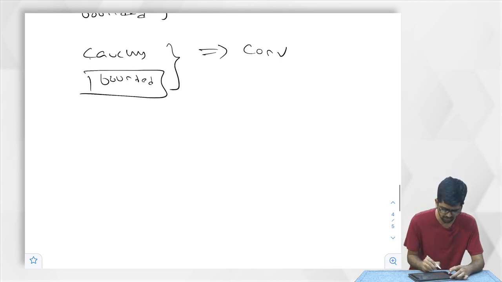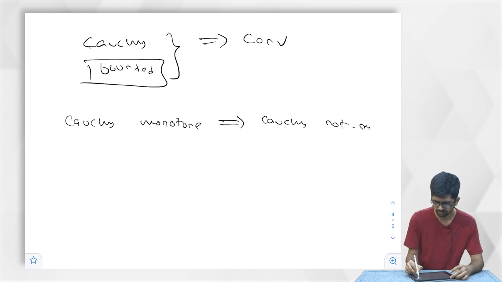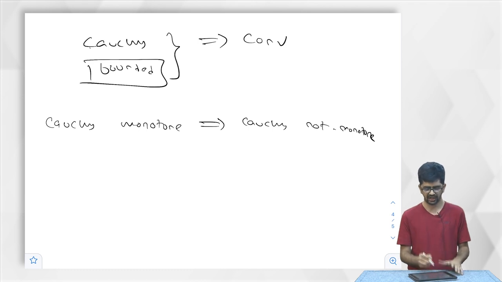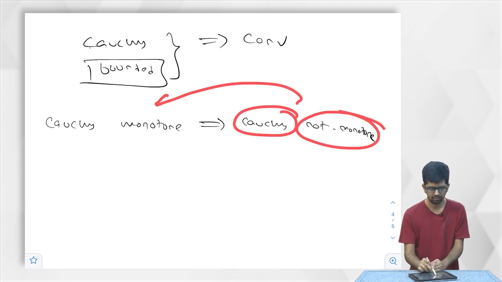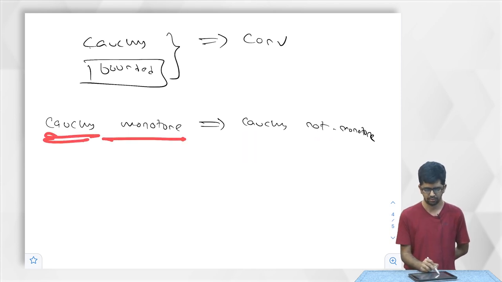Let us recall what we have done just now. A Cauchy sequence that is monotone can be turned into a Cauchy sequence that is not monotone. This is what you have seen just now. There is a procedure to convert Cauchy monotone into Cauchy not monotone. Now, all we can do is to hope that there is a procedure that converts Cauchy not monotone into Cauchy monotone. That is what we will hope for now. We are looking for a procedure that converts Cauchy not monotone sequences into Cauchy monotone sequences.